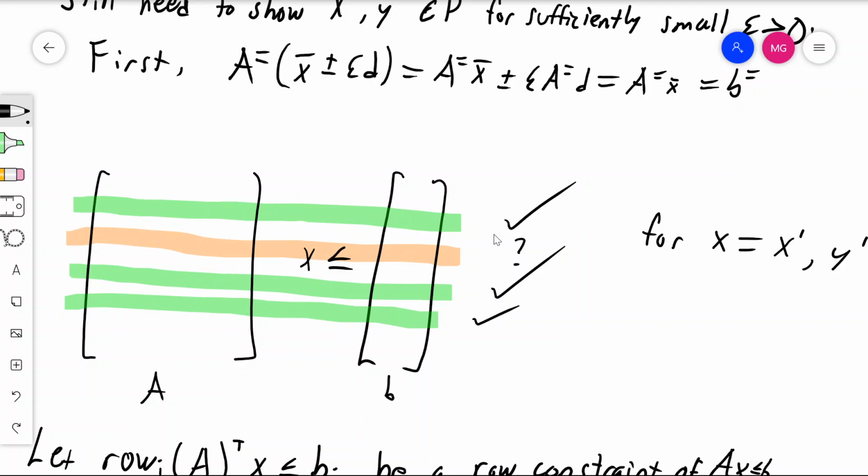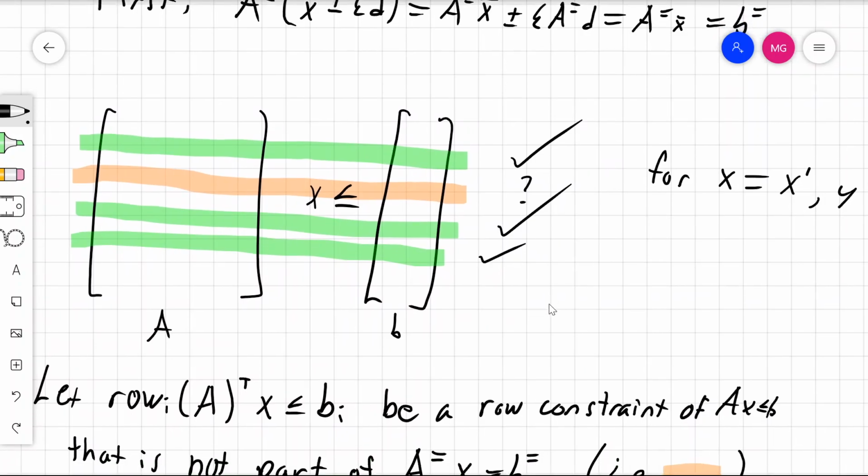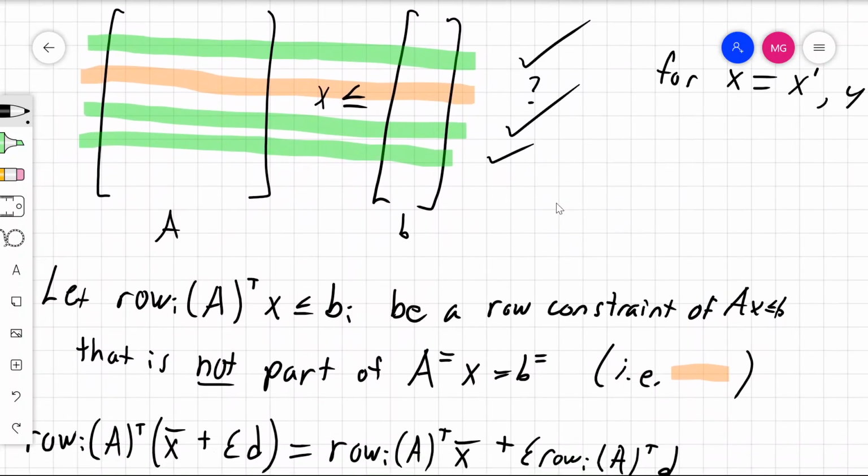So in order to show that x prime and y prime are in the polyhedron, we need to show that they satisfy the rest of the constraints. For instance, I've highlighted another constraint in orange, with a question mark here because we don't know. How about for a constraint that's not tight for x bar? Do x prime and y prime satisfy that type of constraint, the type that's not tight for x bar? That's what we still need to show: that it holds for any constraint that's not tight.